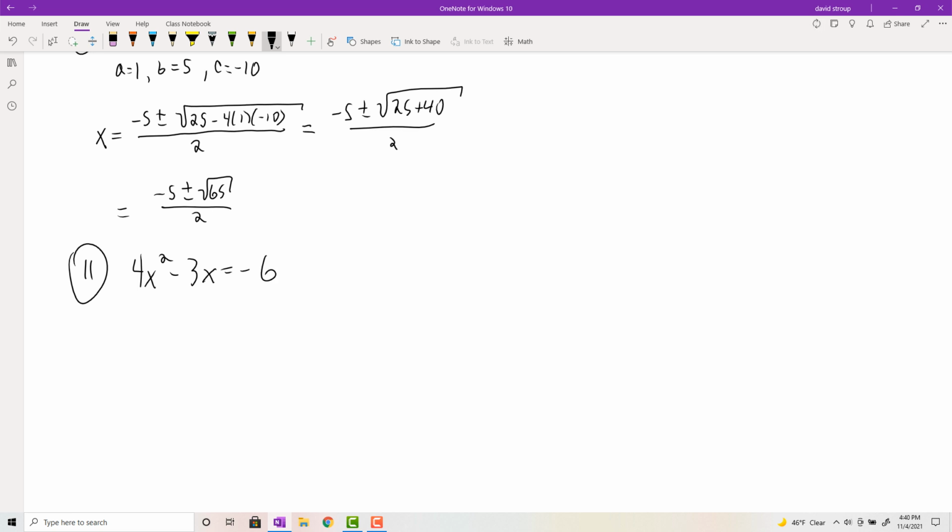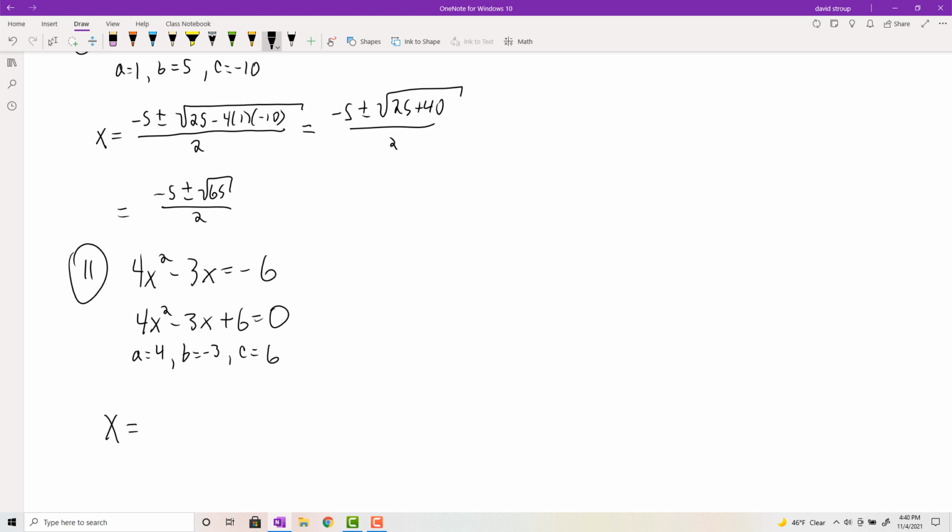This guy isn't in our standard form. We need to have it set equal to 0. So the first thing I'm going to do is move that 6 to the left-hand side, so plus 6 is 0. Then you can identify your a, b, and c values and plug them into your quadratic formula.